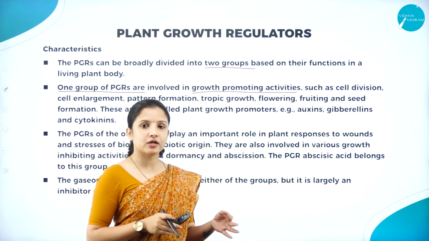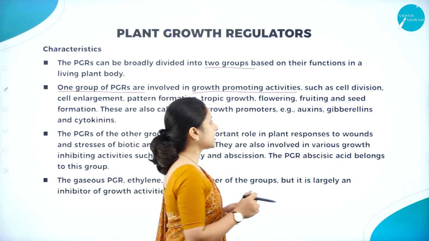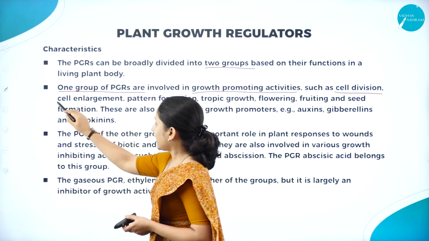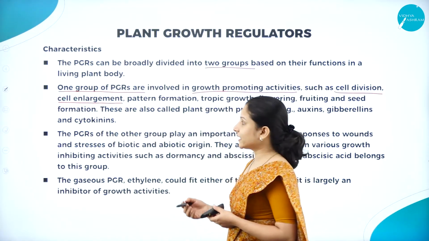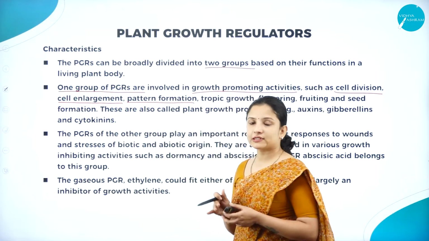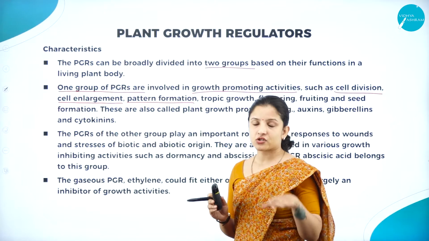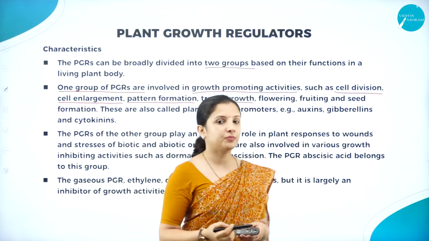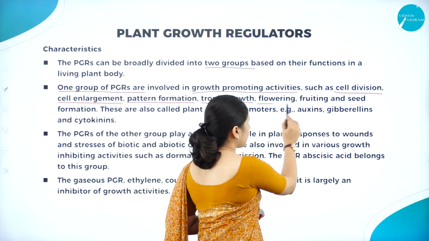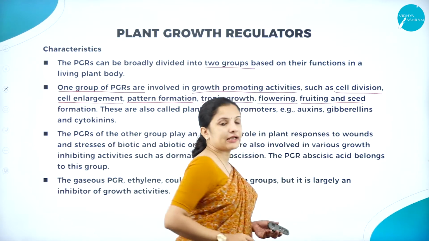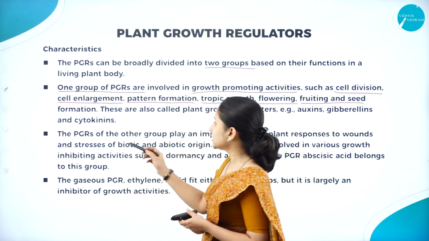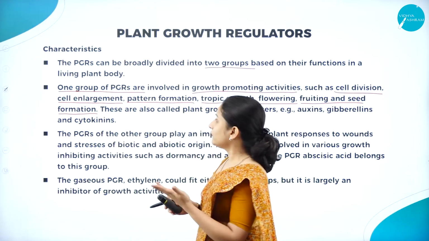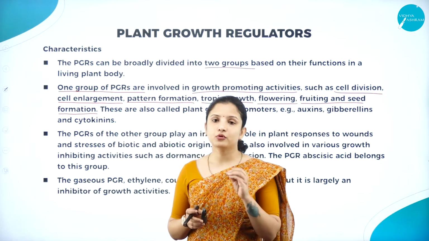Cell division, cell elongation, maturation, all those are growth promoting activities. They help in cell division, in the enlargement of the cell, that is the elongation of the cell, and in pattern formation, that is how the cells have to be arranged. They also help in the tropic growth of the plant, in flowering, fruiting, and seed setting in the plant. Those plant growth regulators which are involved in the growth of the plant are put under group 1.